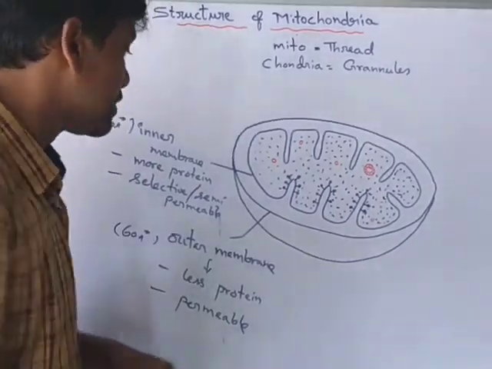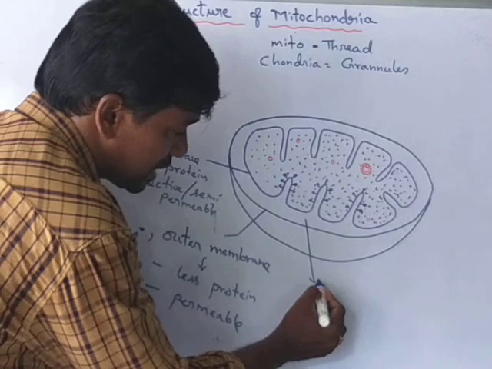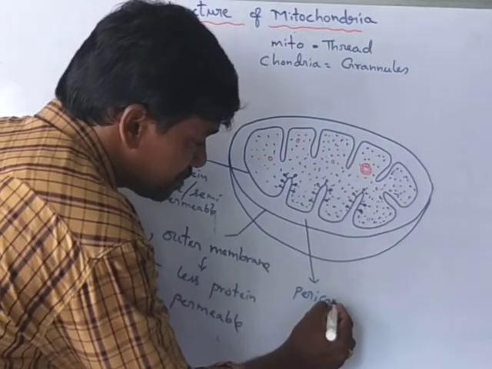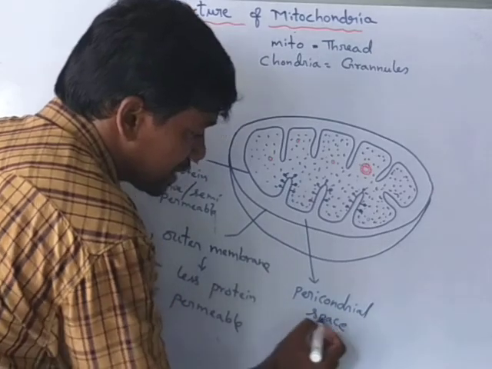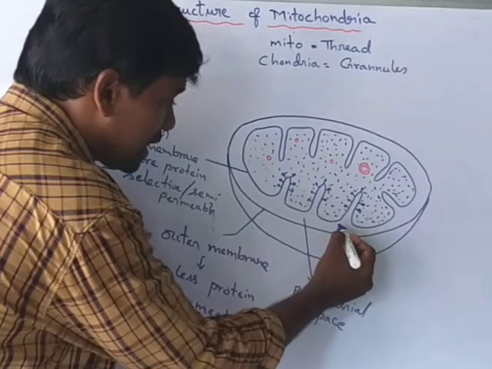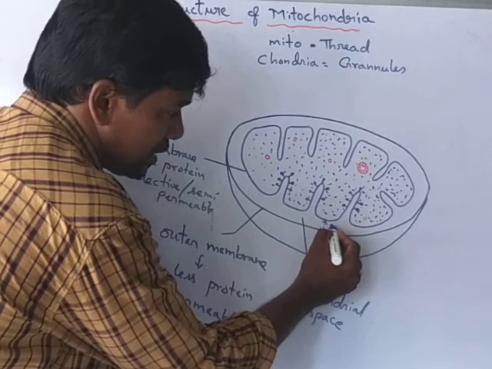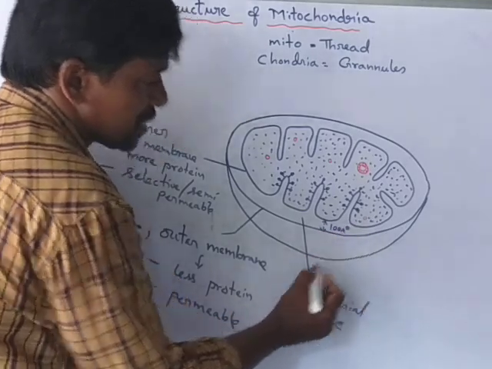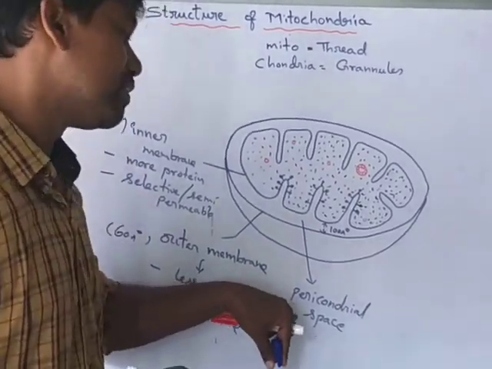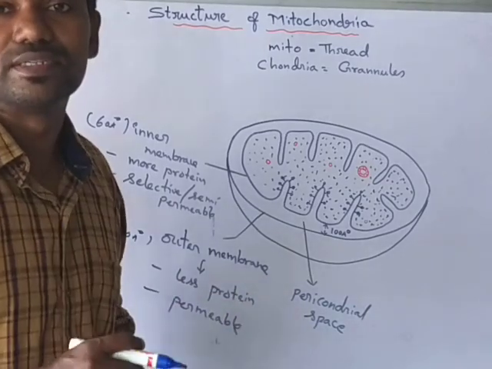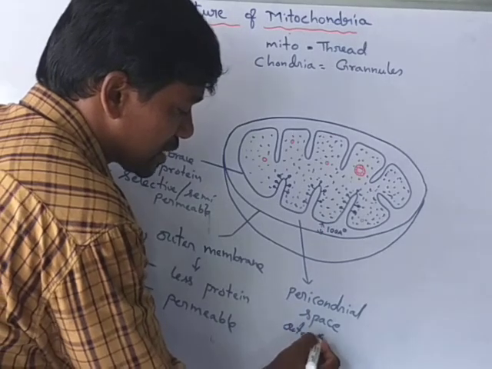The space between the two membranes is called the perimitochondrial space, and this space is about 100 angstroms. This perimitochondrial space is also called the outer compartment.